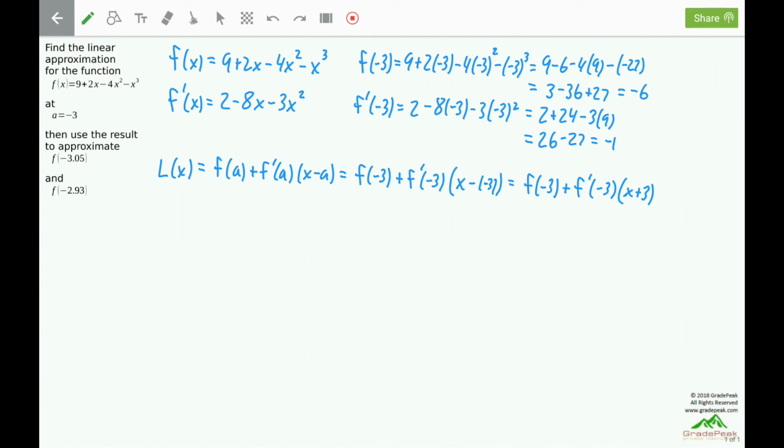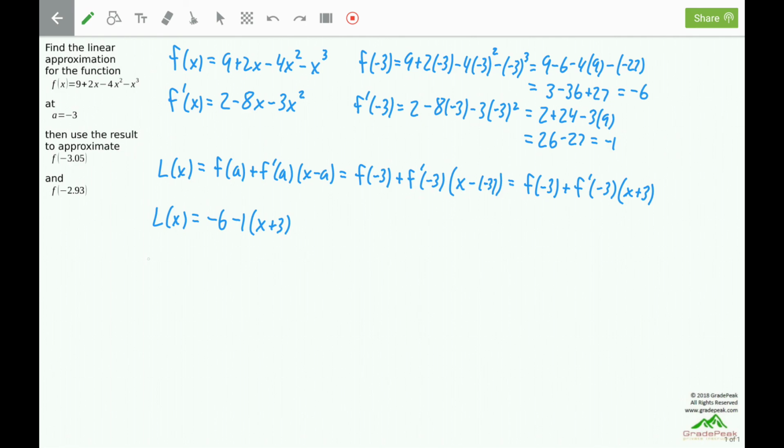We have values for f of negative 3 and f prime of negative 3. They can be put into place. So L of x equals f of negative 3 is a negative 6 plus f prime of negative 3 is a negative 1 times x plus 3. There's the linear approximation.